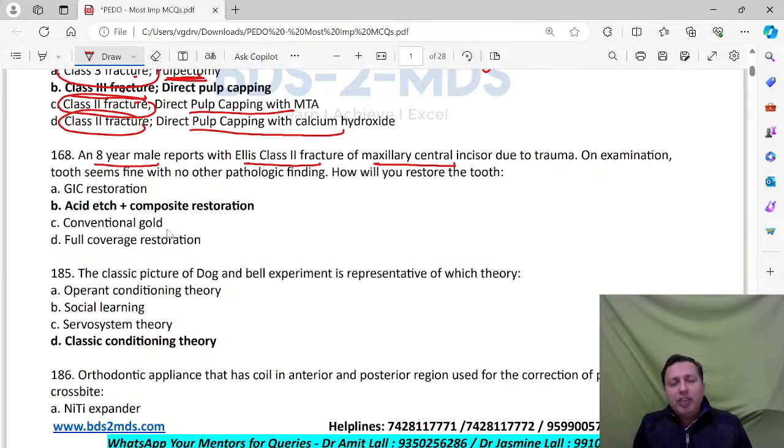Now in the lecture I have told you that whenever we have a patient with an Ellis class 2 fracture, the first and foremost thing that we'll be doing is covering the dentinal tubules with a sedative dressing followed by a composite restoration. So in this case, the best option for this condition of Ellis class 2 fracture is acid etch plus composite restoration.